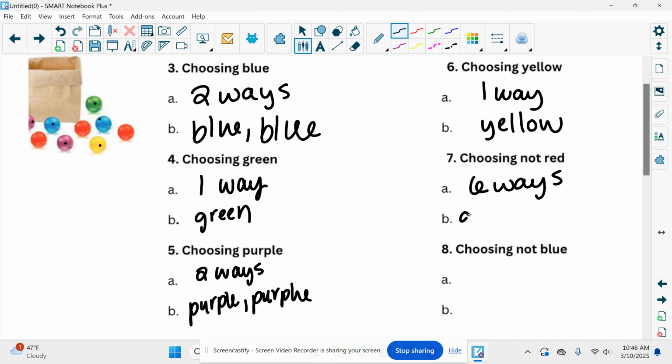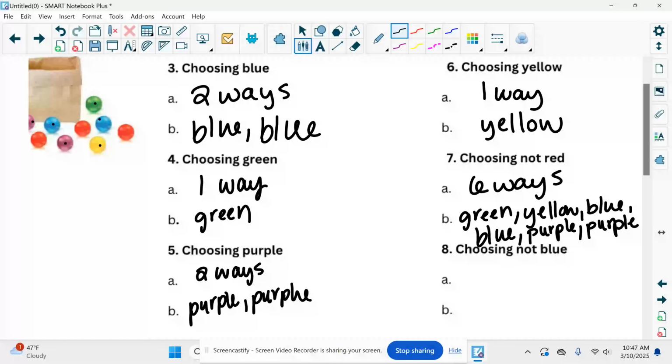Green, yellow, purple. I could pick a green one. I could pick a yellow one. Blue, I could pick a blue one. I could pick another blue one. Purple, I could pick a purple. Or I could pick another purple. Those are the 6 different ways I could pull not a red marble.